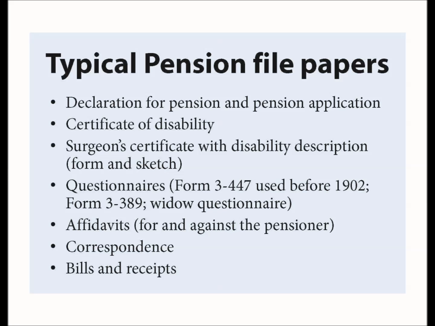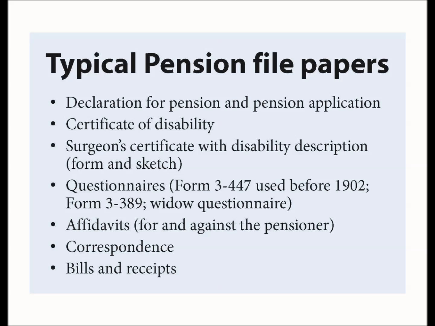Typical pension file papers include the following: the declaration for the pension and the pension application, the certificate of disability for your ancestor, the reason they actually applied for the pension. There may be a surgeon certificate, questionnaires, a variety of questions they ask of great genealogical value. There are affidavits for the pensioner, correspondence, and bills and receipts.